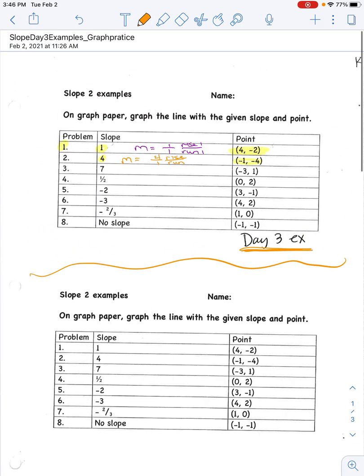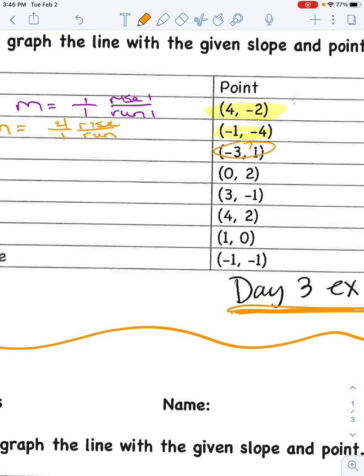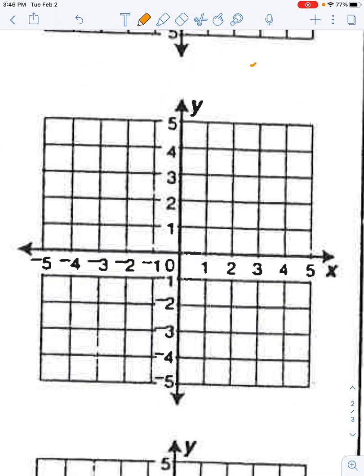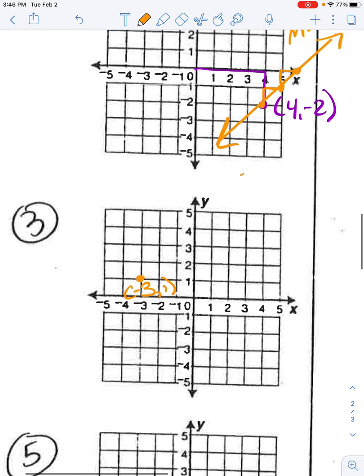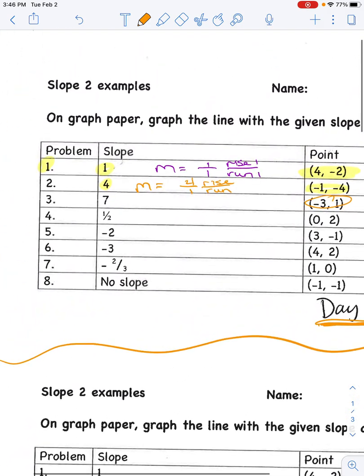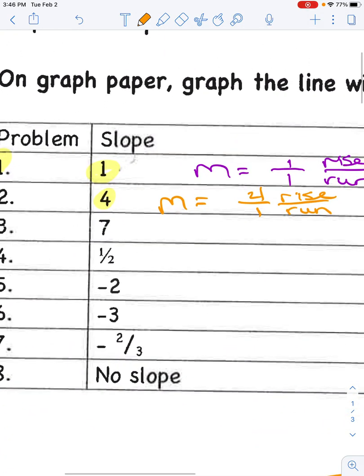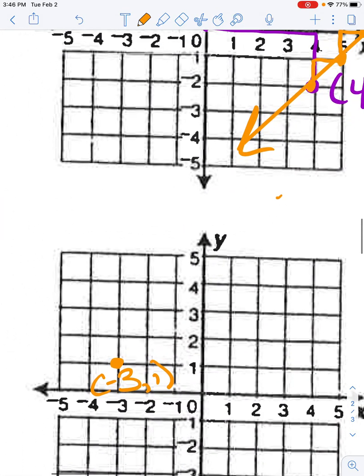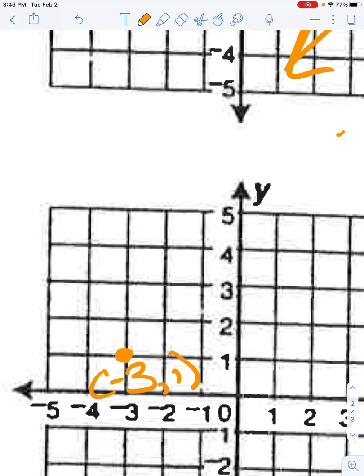Let's look at number 3. We're going to plot -3, +1, which would be to the left 3 and up 1. And on this one, we're going to have a slope of 7. I'm not sure why we made it so hard or so high. So we're going to rise 7 and run 1. So rise 7, we're going to be off the chart. Again, not quite sure why we made it so difficult on ourselves.